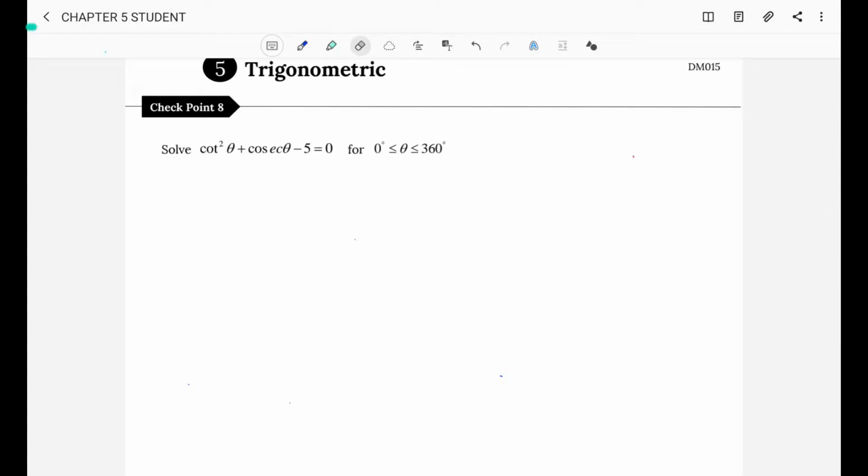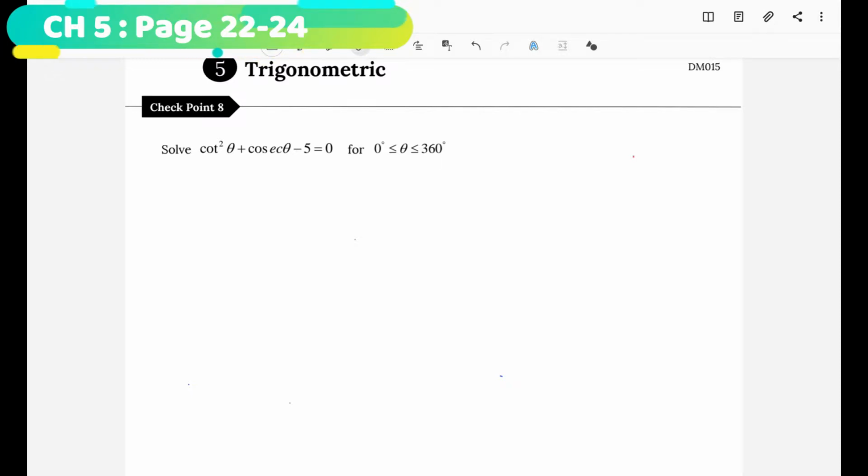Okay, the next one is checkpoint 8. Solve cotangent square theta plus cosecant theta minus 5 equal to 0 for theta in between 0 and 360 degrees. So, macam biasa kita akan highlightkan kita punya equation and this is our range dekat sini. Okay, so soalan ni, dia macam soalan yang sebelum-sebelum kita jumpa dalam bentuk quadratic.